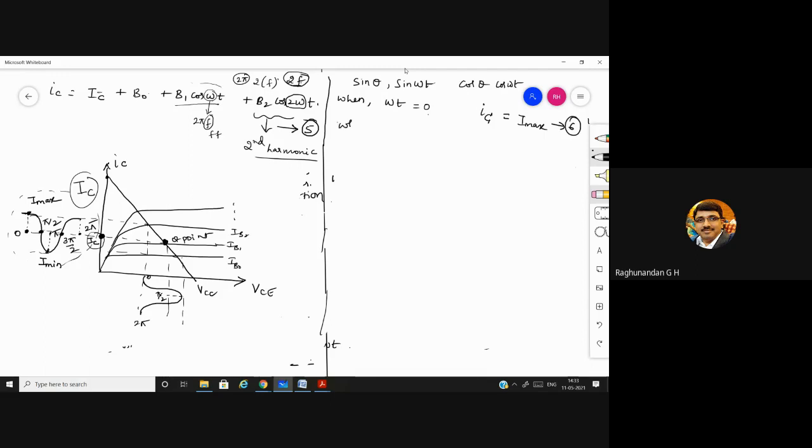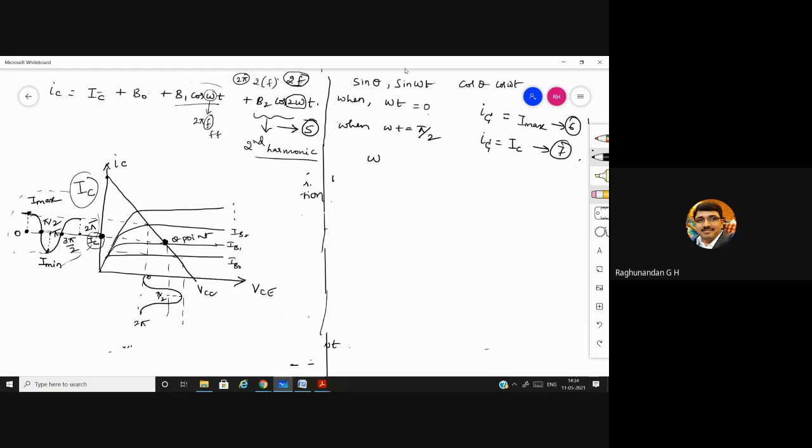Then when omega t is equal to pi by 2, just look at pi by 2. At pi by 2, what is the value of the current? When the curve is crossing this, it is not 0. What do you have at this point? It is IC, because at this point we have the quiescent collector current. So at pi by 2 we have IC. Take this as equation 7.